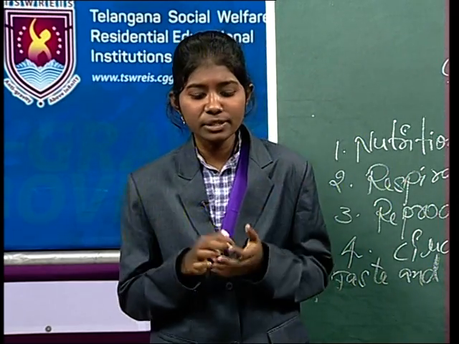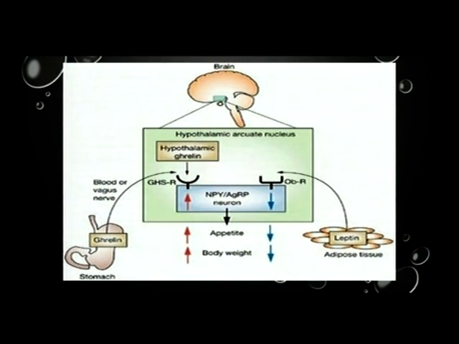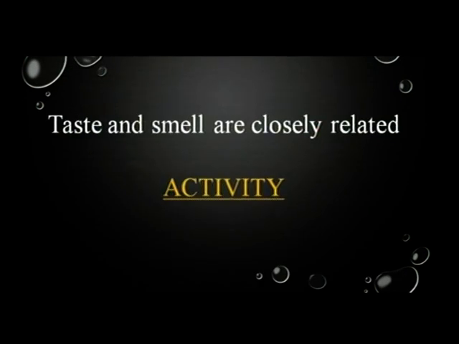So, let us do one activity. Before that, this is the brain. Just before, I told you about the hypothalamus. It is in the forebrain. Now let us do one activity. Taste and smell are closely related.